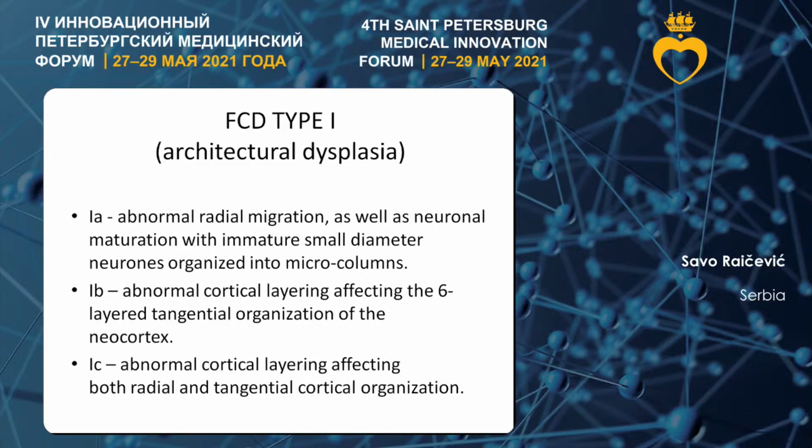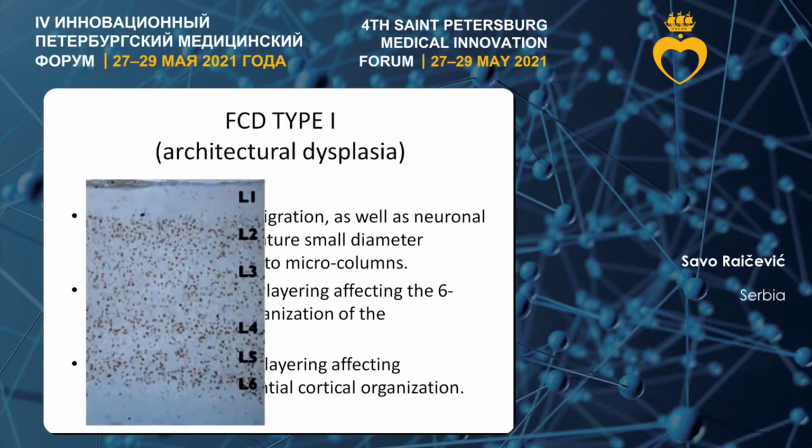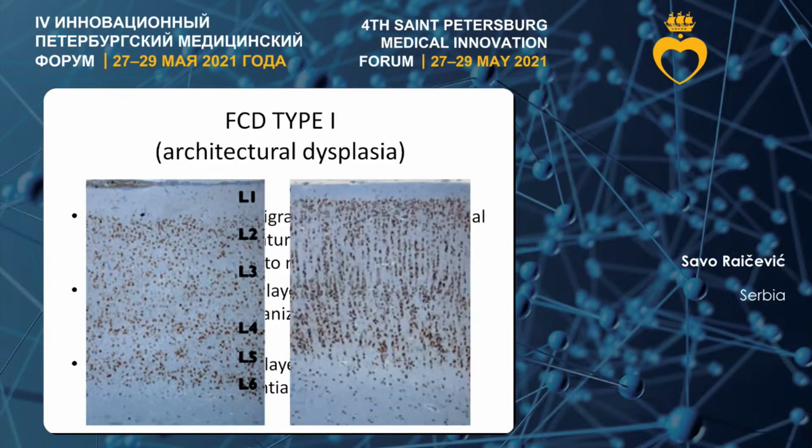And the type 1C is a combination of 1A and B, so we have abnormal cortical layering affecting both radial and tangential cortical organization. So what does it look like on the microscope? We see here a section of normal 6-layered cortex that is stained immunohistochemically for NeuN, and in this case, this is focal cortical dysplasia type 1A. We see microcolumns of small neurons radially arranged. We don't see normal layering except for the molecular layer, and the white matter to cortex boundary is blurred because there are many heterotopic neurons in the subcortical white matter.